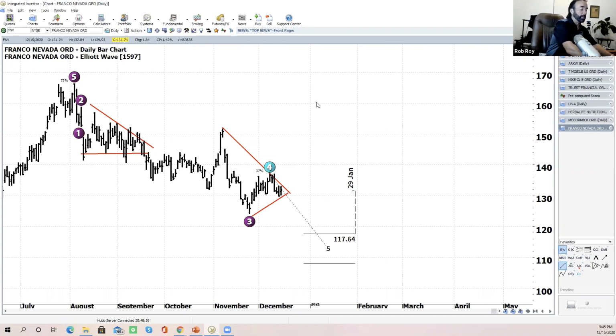But looking at options here, FNV, Franco-Nevada, I have no idea what they do. Sounds like military call signs, but there's enough liquidity. The spreads aren't that wide. You can go out to April and generate a pretty nice strangle on this stock. And again, Elliott's going to tell you that likelihood is we're going down. I still wanted to put a strangle on it.